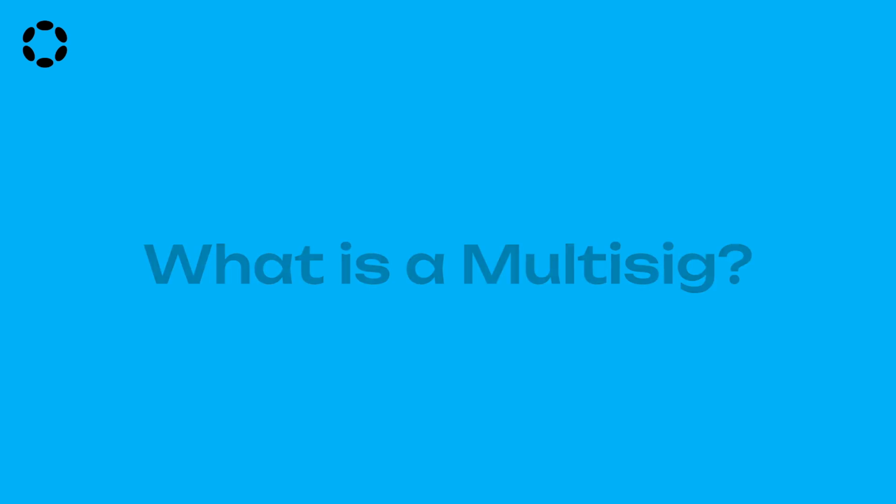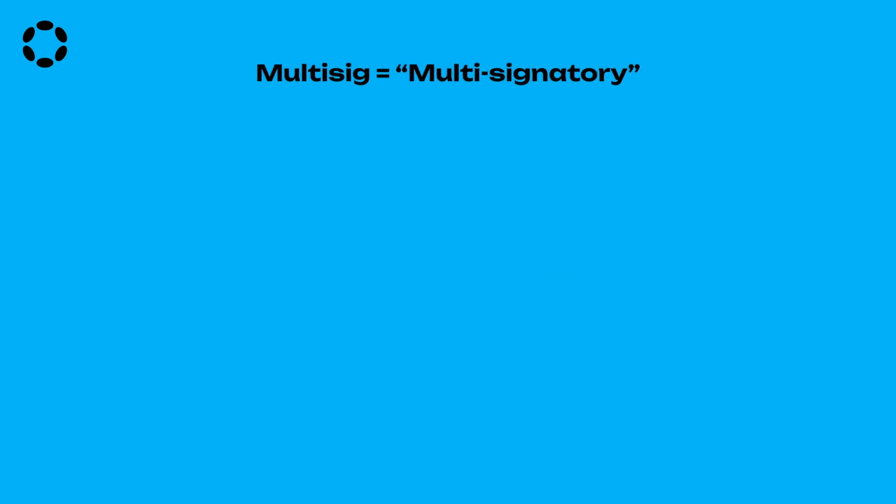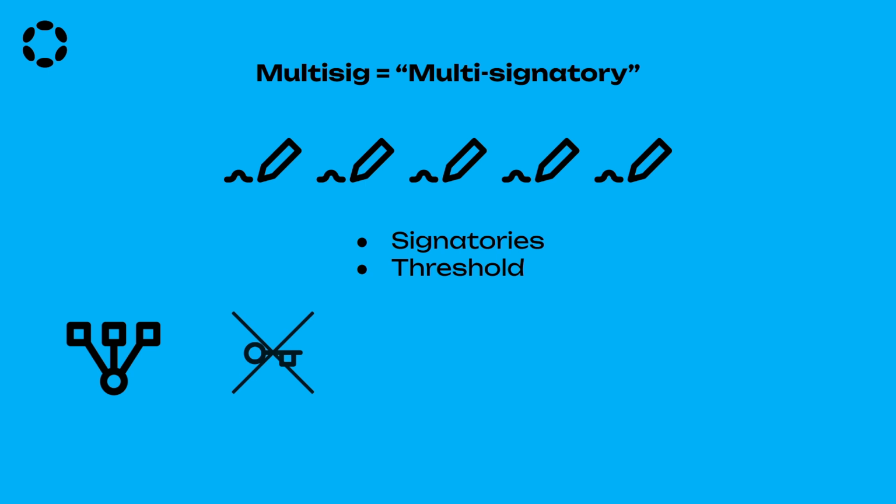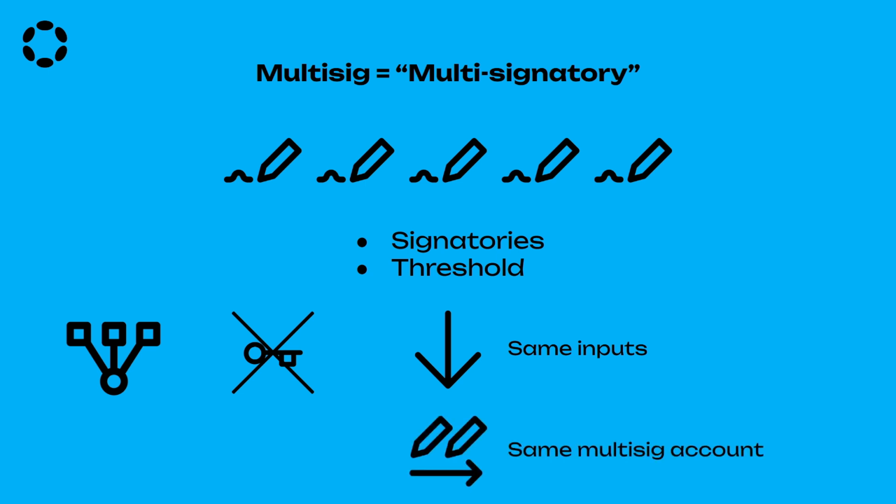The word multisig literally means multi-signatory, which implies an account that requires more than just one signer to submit a transaction. Multisig accounts on Polkadot have two aspects: the signatory accounts and the threshold of signatures required to execute a transaction. A multisig account itself is deterministic and has no keys, which means that if you input the same signatories and threshold for a multisig, Polkadot will generate the exact same account every time, which can only be managed by the indicated threshold of signatories.